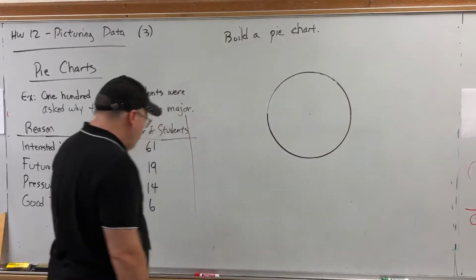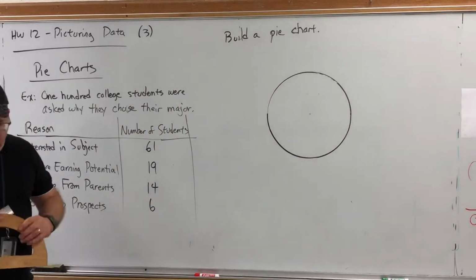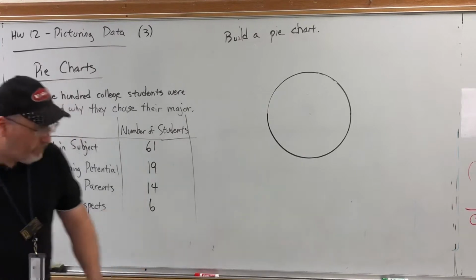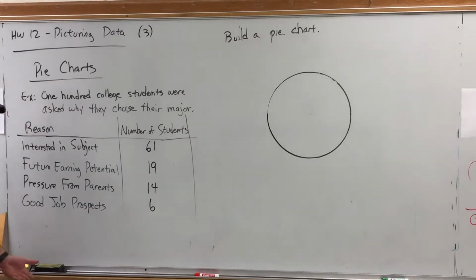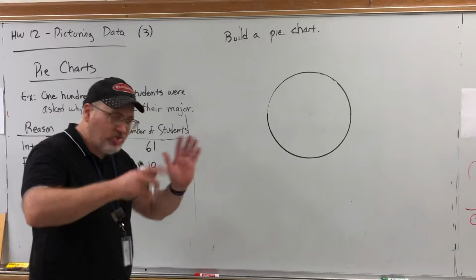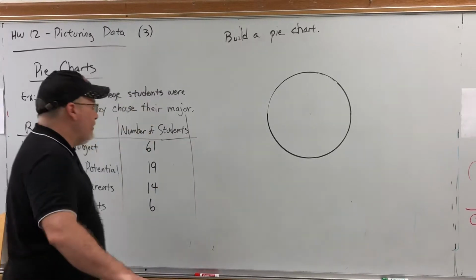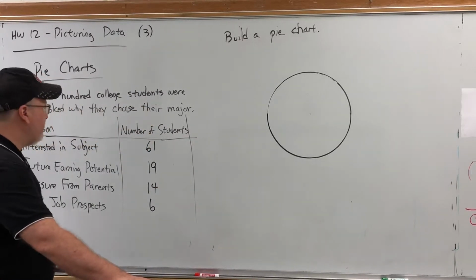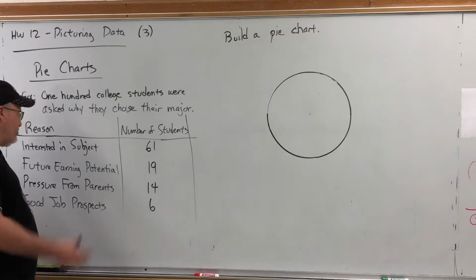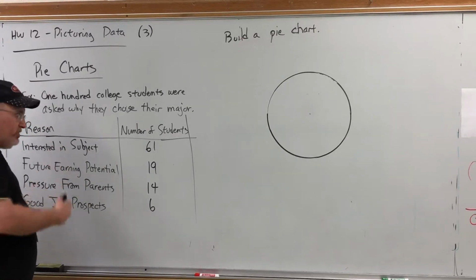All right, so if you wanted to do this manually, you would have to figure out how large each slice is, but you have to know that you measure a slice in degrees. But in order to figure out the number of degrees, we have to figure out what percent of each person said one of these reasons.